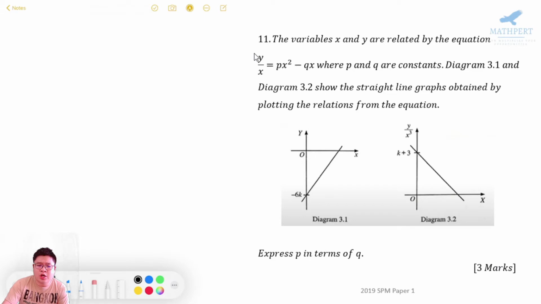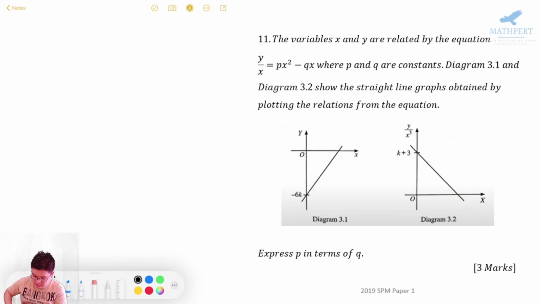So the equation given by the question is not a linear equation. But diagram 3.1 and 3.2, these two diagrams are linear graphs. So we have to do some modifications on this non-linear equation to make it into a linear equation. Notice in diagram 3.1, on the x-axis, the x is just power 1. So the highest power must be x power 1. How do we modify the equation? By multiplying 1 over x on the left-hand side and 1 over x on the right-hand side.